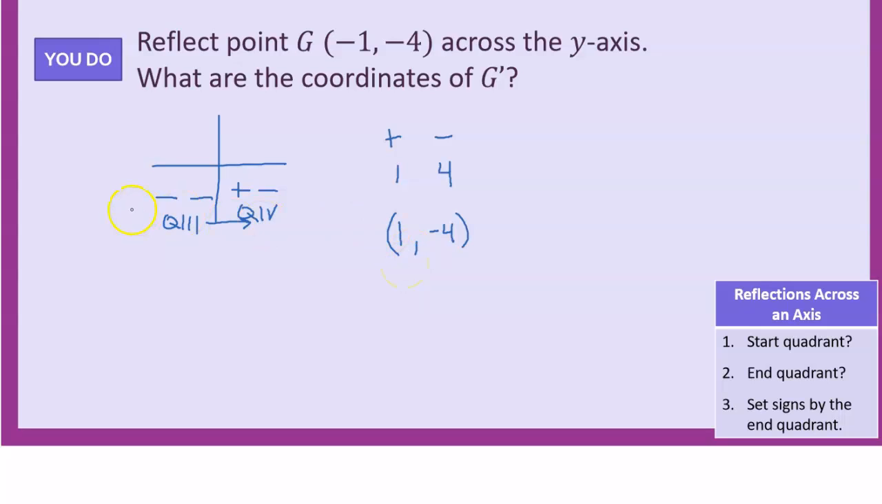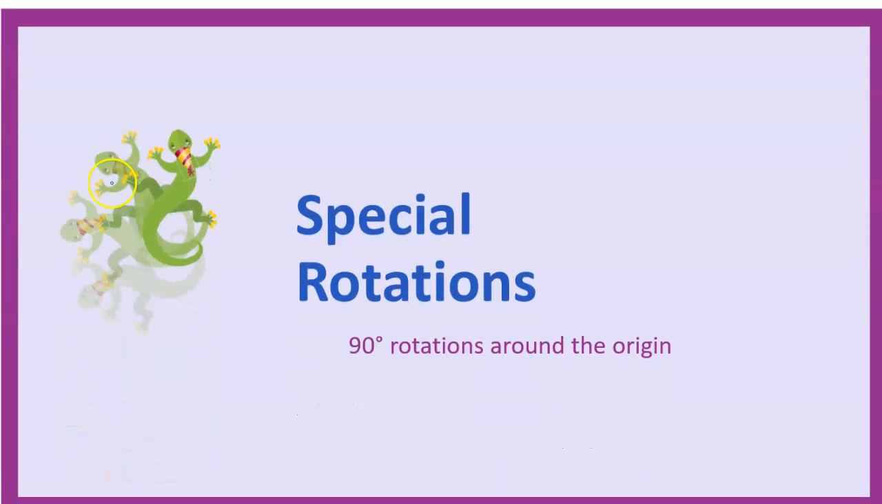All right, that's everything on special reflections. So let's move on to special rotations now. 90-degree rotations around the origin.